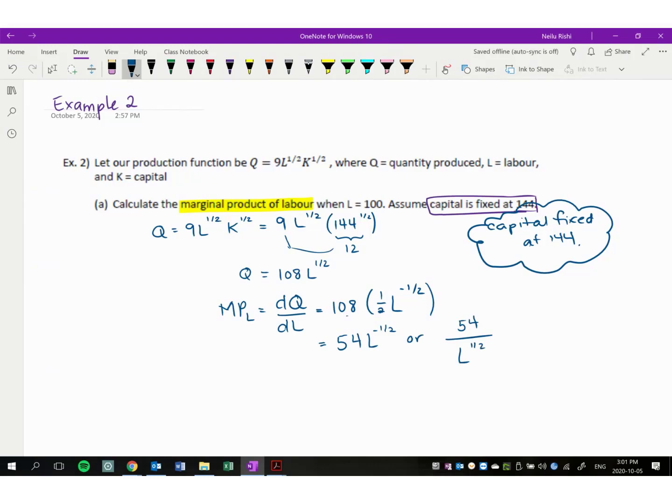Now, the question is saying, what is this value when L is equal to 100? So my MPL, when L is equal to 100, is equal to 54 divided by 100 to the power of half, or the square root. 54 divided by 10 is equal to 5.4. That's your final answer.